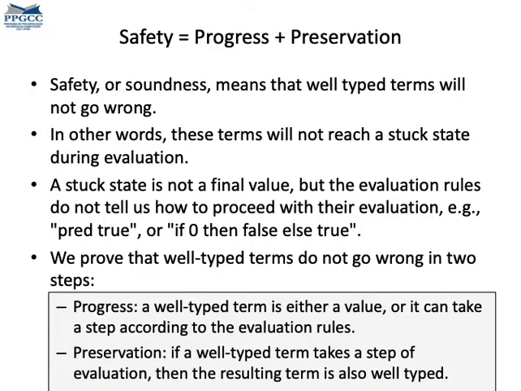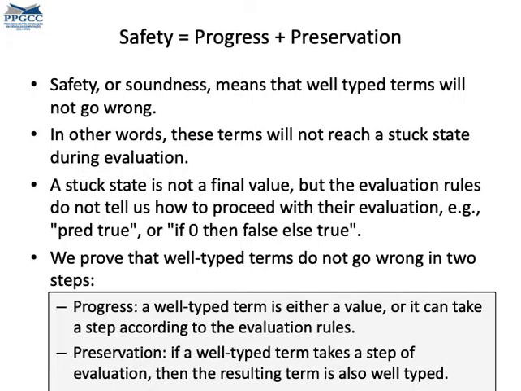Together with another property called preservation, progress gives us something called soundness, or safety. Soundness means that a program will not reach a stuck state. That is, a state in which we must evaluate a term that cannot be evaluated. There is no rule to evaluate this stuck state. To prove soundness, we need preservation and we need progress.